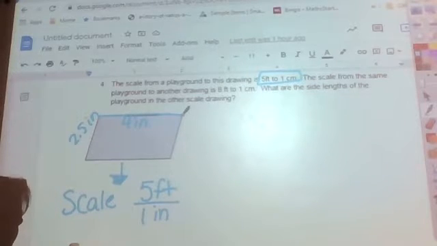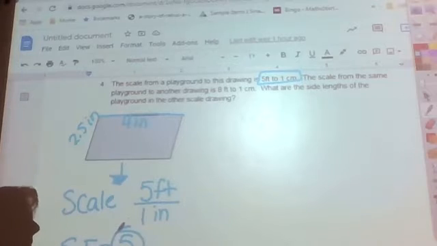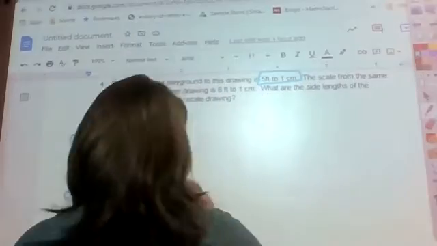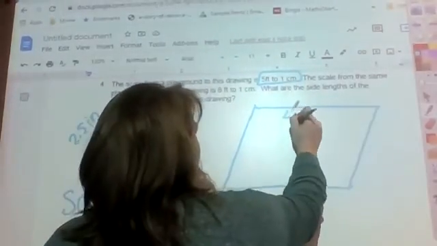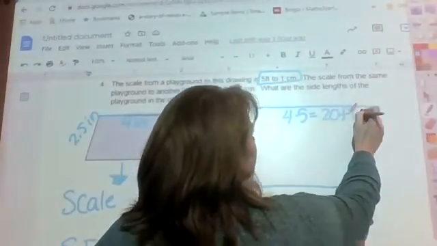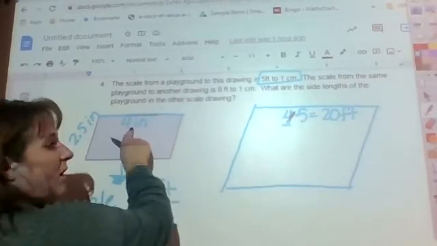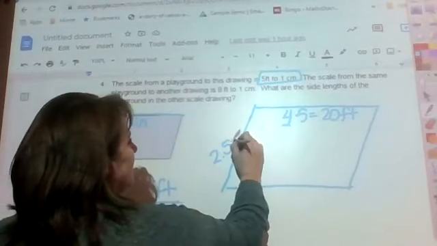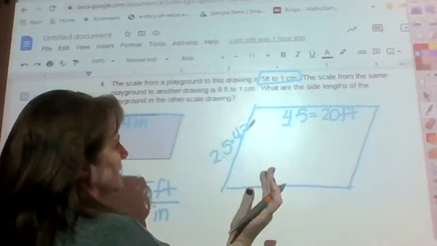So therefore my scale factor is 5. So let's find out what the actual playground looks like. So we're going to come up here and we're going to go 4 times the scale factor. So this comes out to be 20 feet. Okay? Because you take what the side was on the drawing and multiply by the scale factor. Same here. You're going to take the side length, times it by the scale factor, and this becomes, oh my goodness, my head.